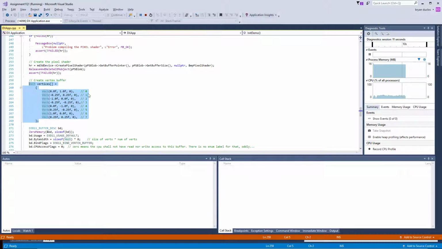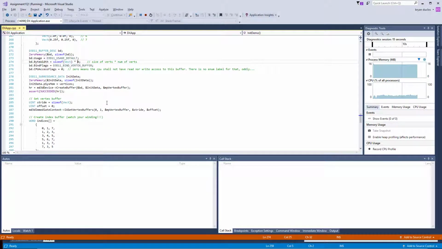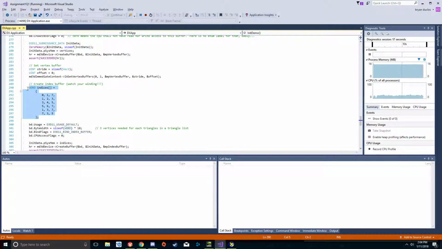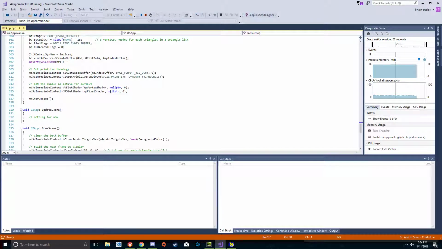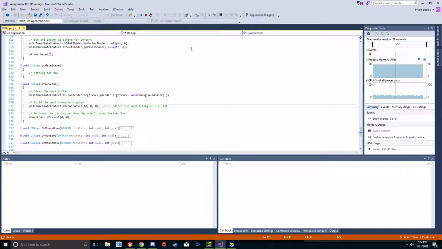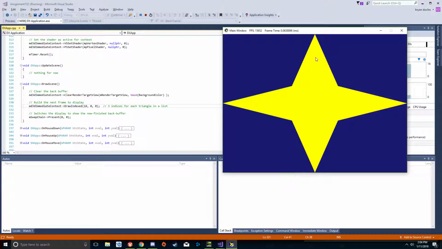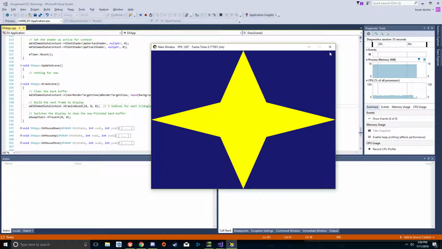So for the star question, this is where I set my vertices. As we can see, there's 8, so the byte width is 8. This is where I set my indices, so the byte width is 18 because there are 6 triangles with 3 indices per each. And then the draw indexed is down there. This is what we get right there.